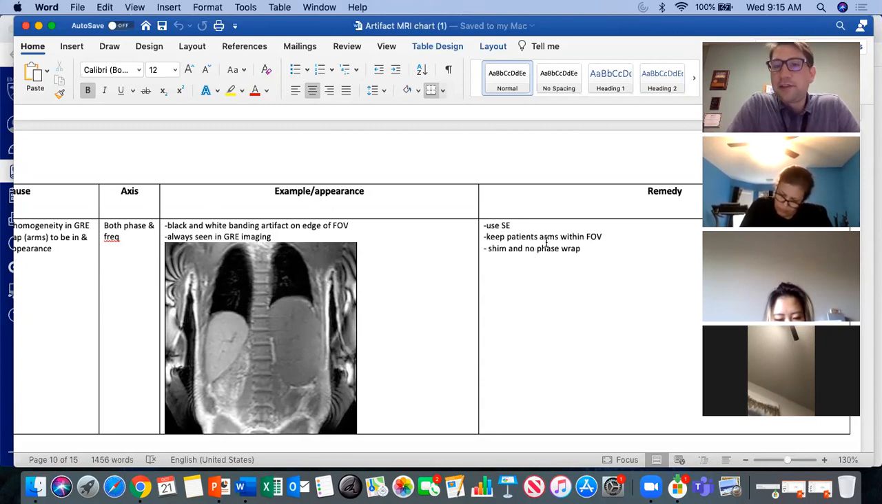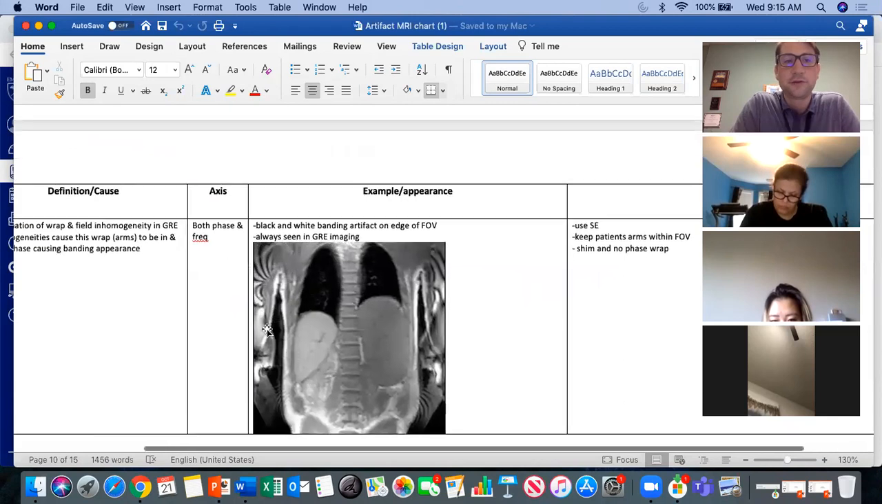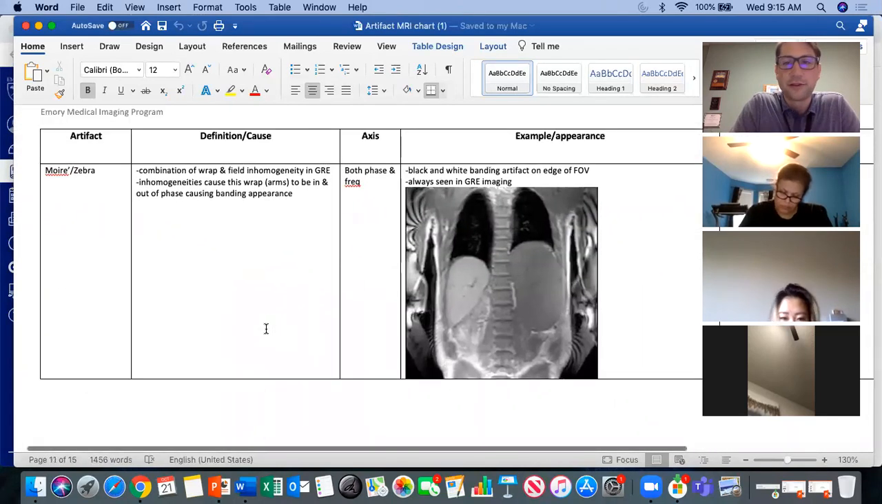You could say keep the patient's arm within the field of view. So if you can make the field of view larger, you can add oversampling. Or make sure you really shim the coils and shim the magnet before you scan, or shim the area under the field of view. So those are some ways to reduce or eliminate that artifact.